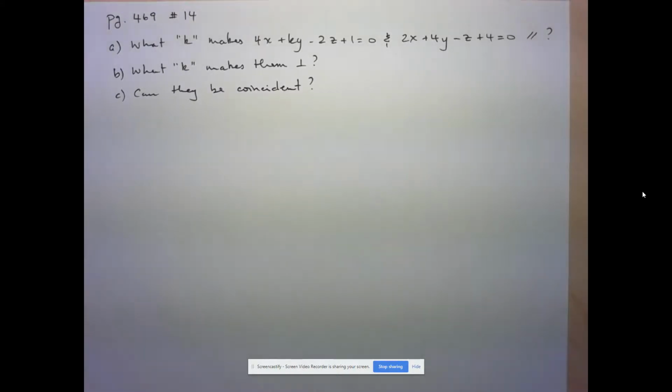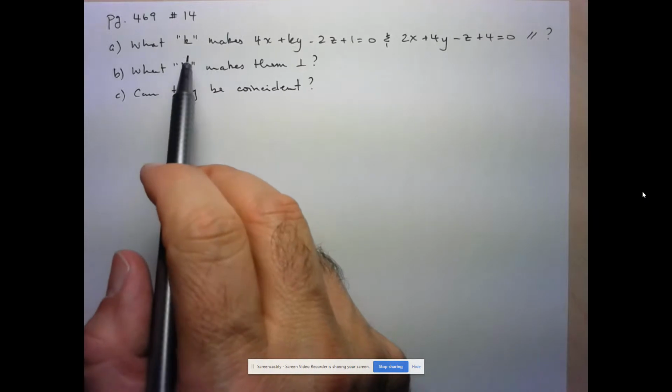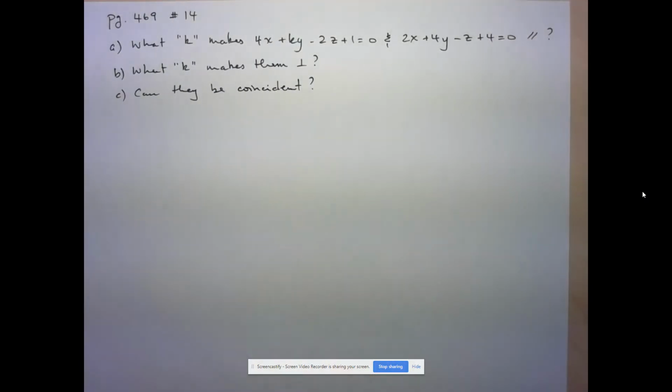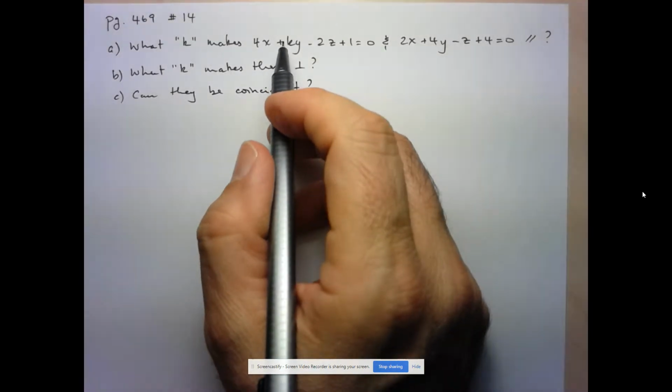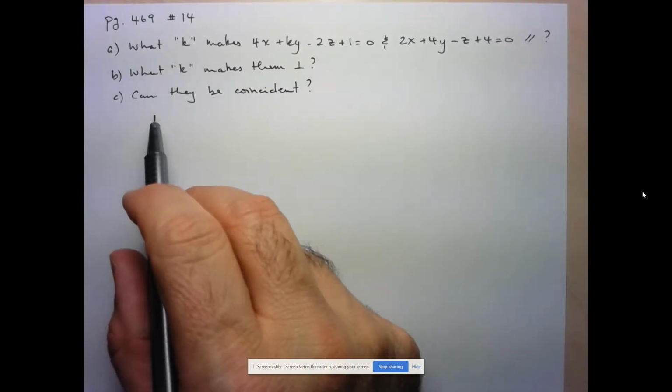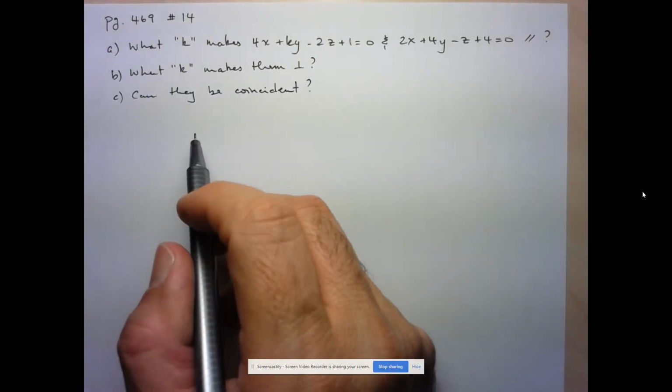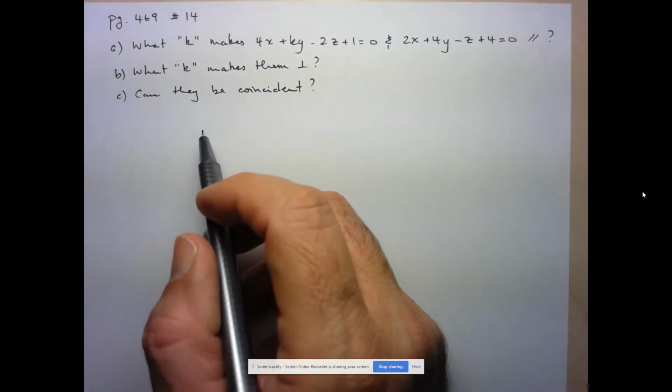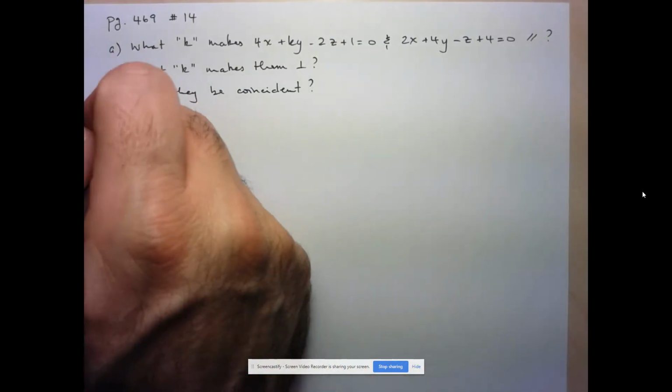Hi folks, we're going to take a look at number 14 on page 469. Here they ask us to find the k values that make these two planes parallel. Here we see the k value is the coefficient of y. Then what k value will make them perpendicular, and then they want us to show whether these planes could ever be coincident. In other words, can they represent the same plane? All right, so let's start with A here.